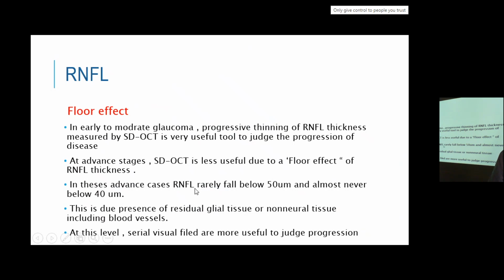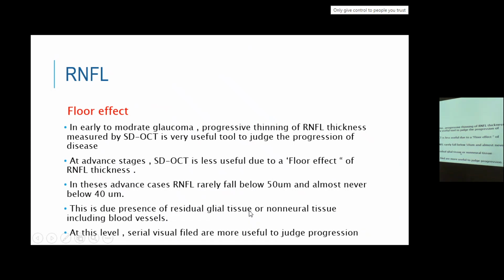In these advanced cases, the retinal nerve fiber layer rarely falls below 50 and almost never below 40. This is due to the presence of residual glial tissue and non-neuronal tissue, including blood vessels. At this level, serial visual fields are most useful to judge the progression.